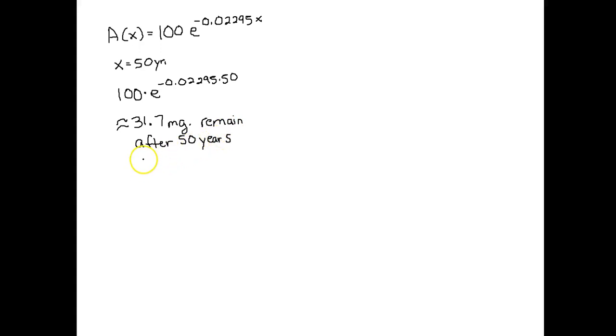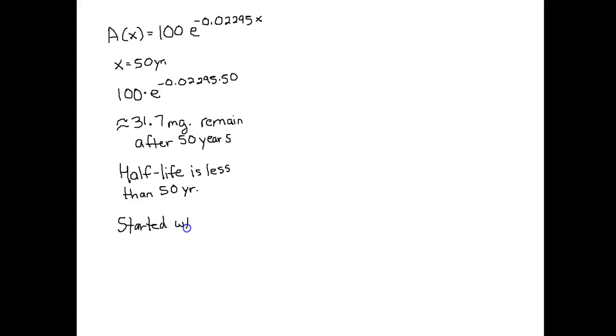So the half-life is actually less than 50 years, because we started out with 100 milligrams, and we are left with less than half after 50 years. So the half-life occurred before the 50-year mark. So we've got to figure out, well, when is that half-life? When does it happen?